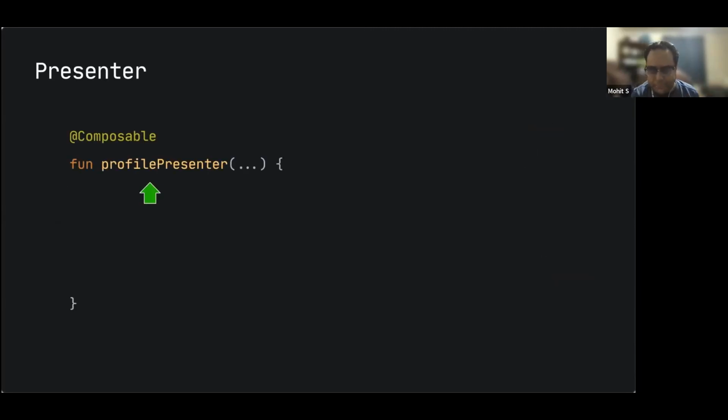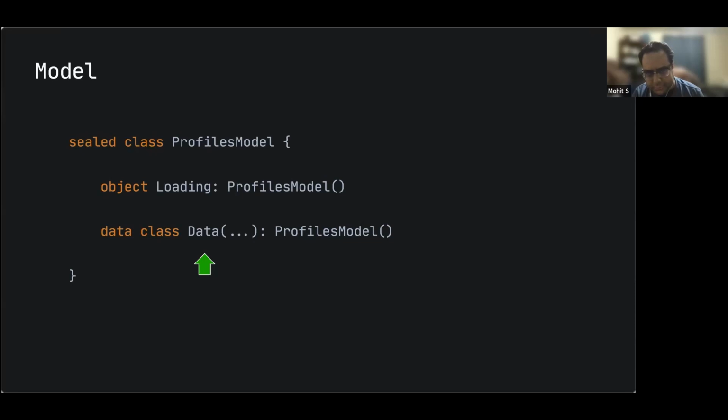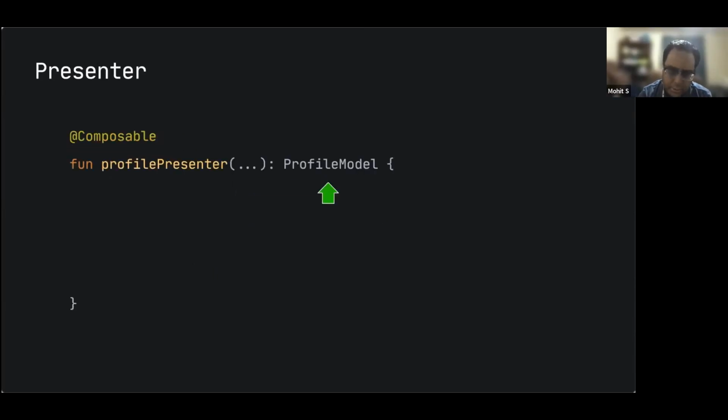The presenter is going to be a composable function. Now, it's a composable function, but its job is not to display some UI. Its job is to give you back a model, a view state for your UI. The model in this case would be, for example, if I displayed a profile, it might be loading and then some data class, which has some data to display. And this composable function will return that.